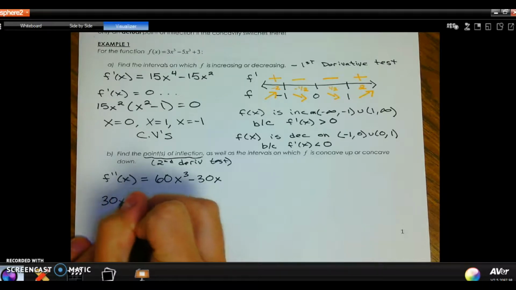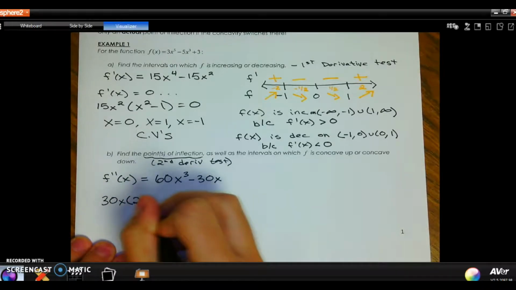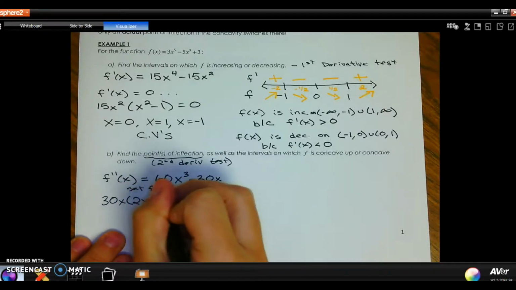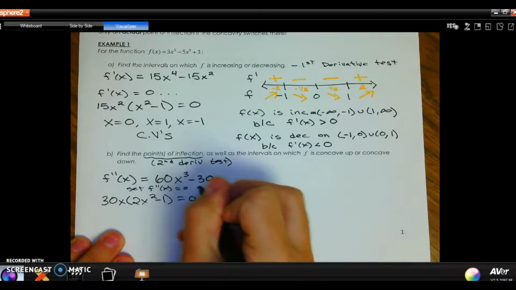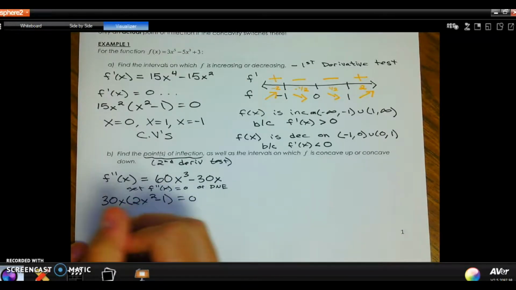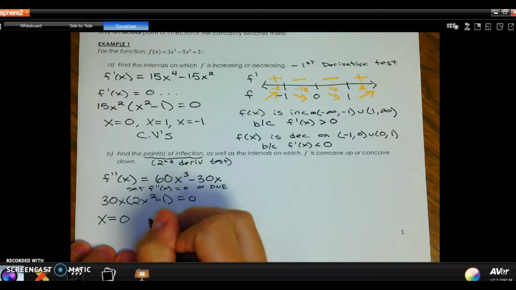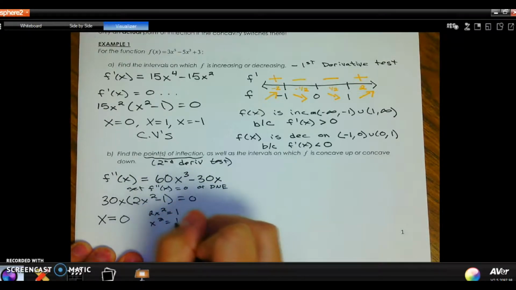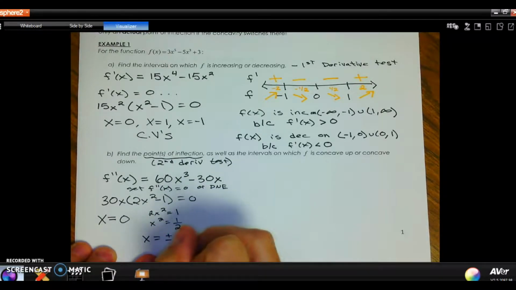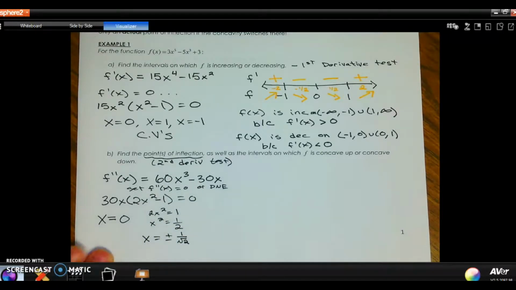So I'm going to figure out where that derivative equals 0. I'm going to factor out a 30x, and that'll leave me with 2x squared minus 1 equals 0. And again, it's set your derivative equal to 0 or does not exist. And again, I didn't need to worry about that in this problem. So when I set this equal to 0, I get x equals 0. And if I set this piece equal to 0, that'd be 2x squared equals 1. So x squared is a half. So that must mean that x equals plus or minus 1 over the square root of 2.